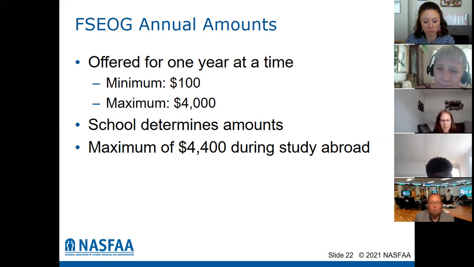So being a campus-based program, schools determine the amount awarded to a student. Because of this, SEOG amounts offered may vary from school to school, dependent upon the institution's funding allocation, number of eligible students, and the school's packaging philosophy. Also, students in a study abroad program may receive a maximum amount of up to $4,400.